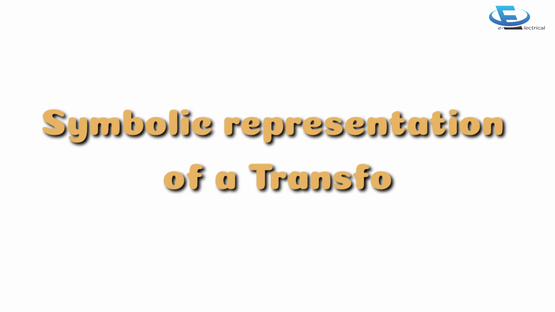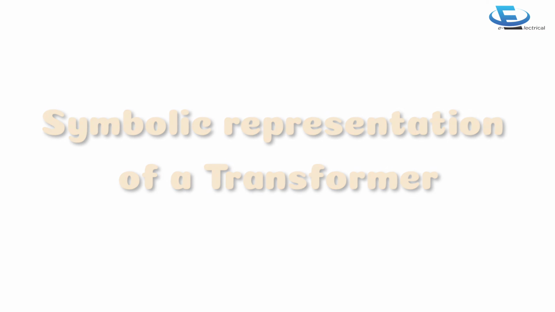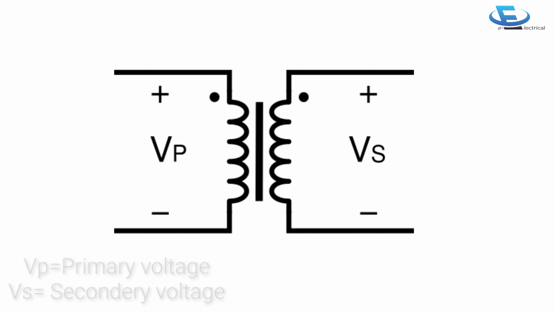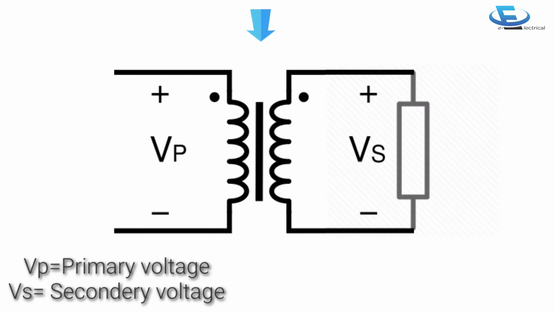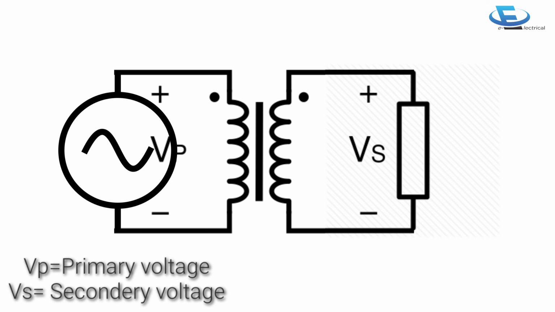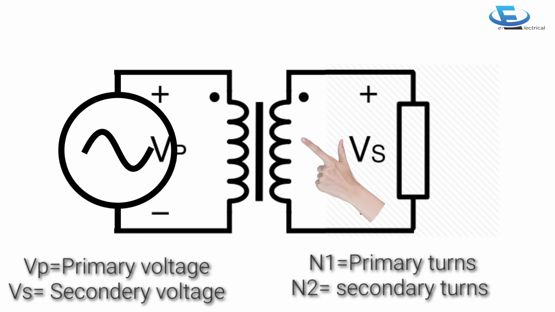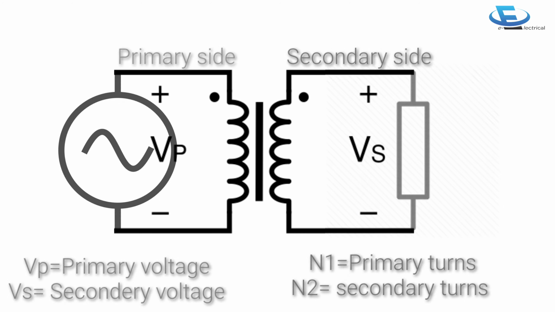Now we will see the symbolic representation of a transformer. The symbol will be like this: magnetic core, load, AC supply, primary number of turns N1, secondary number of turns N2. This is the primary side and this is the secondary side.